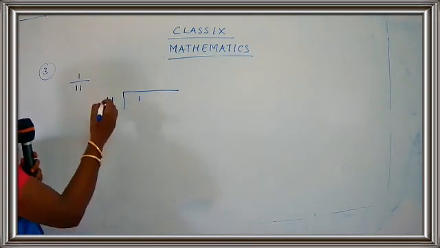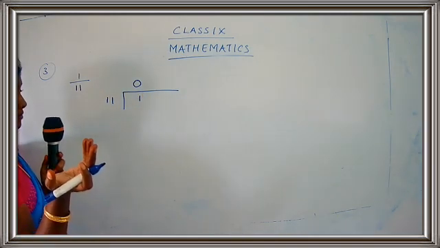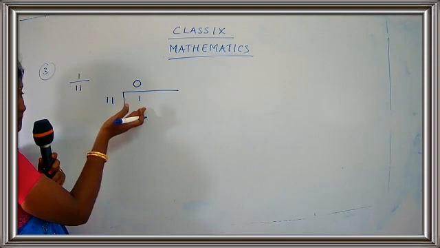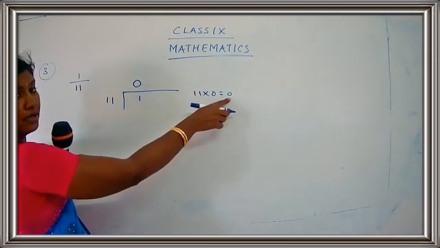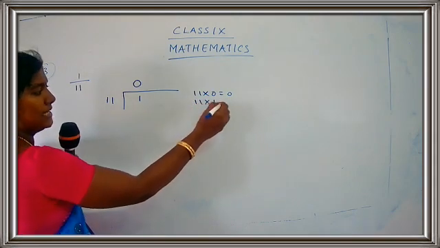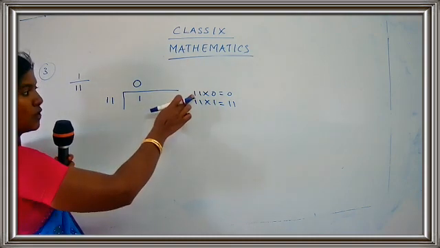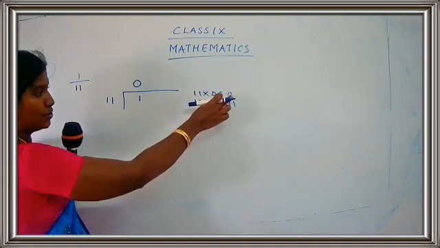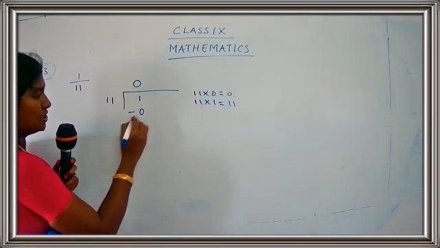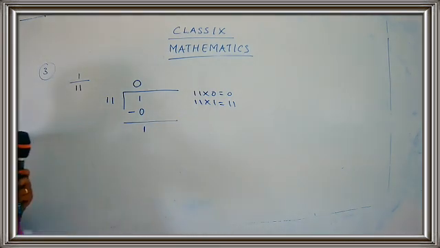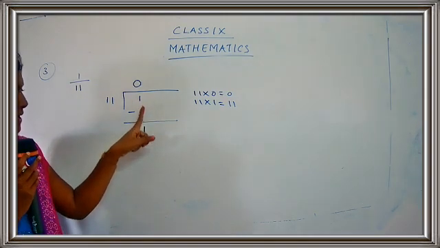So first of all, I'll just write the number here because for 11, I don't have any number relative near to 1. So I just take the number as 0. 11 into 0 is 0. I take 0 because 11 into 1 is 11, so I cannot take 1s up. I have to take the number lesser than that. What is the answer you are getting here? 0. So put here 0. 11 into 0 gives you 0. 1 minus 0 is 1.